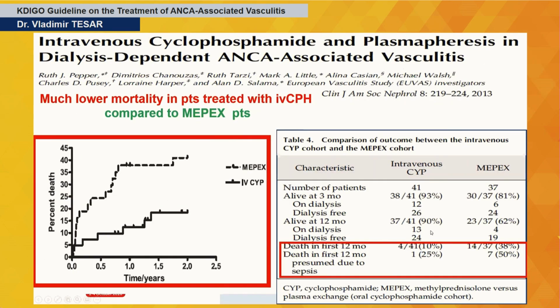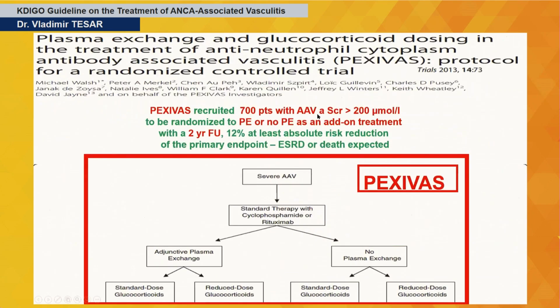And it is also important to say that in MEPEX, the patients were treated with oral continuous cyclophosphamide and that had very high mortality, 1-year mortality of 25%. And this high mortality can be decreased by using IV cyclophosphamide instead of oral continuous cyclophosphamide.